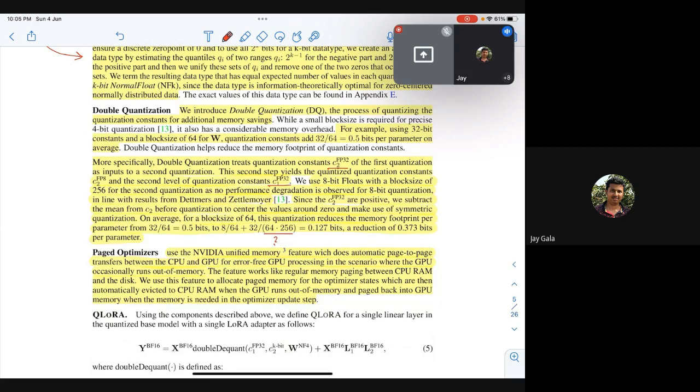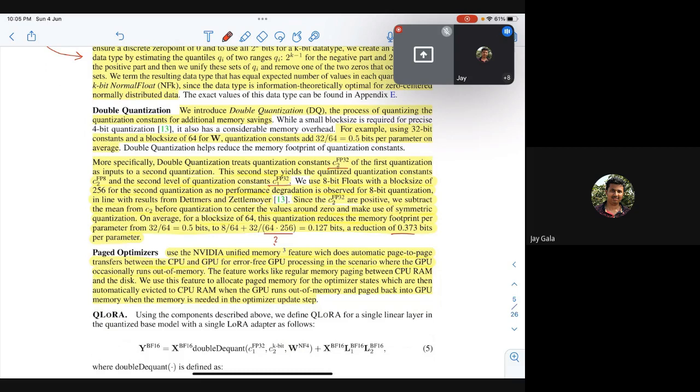So essentially, they use an 8-bit float with a block size of 256 as the second quantization step. When they tried it, they observed no performance degradation for this 8-bit, and this was I think already shown in a precursor paper by the same authors. And if you look at this, the overall memory or bits that you require reduces by a factor of 0.32 with respect to this weight.